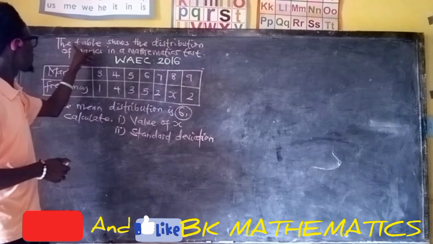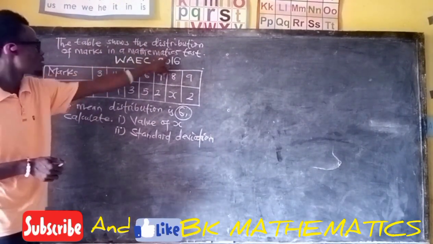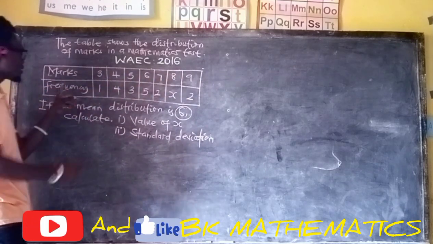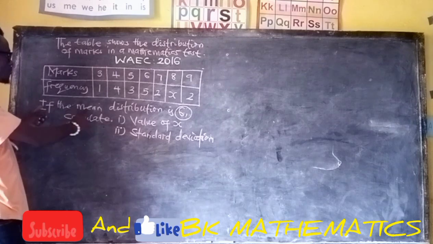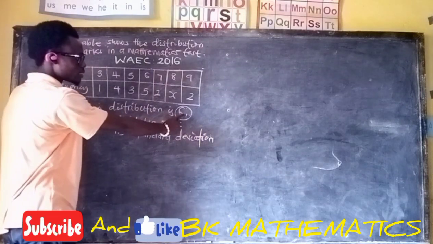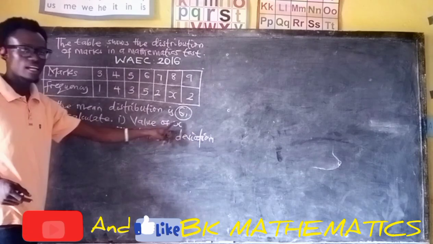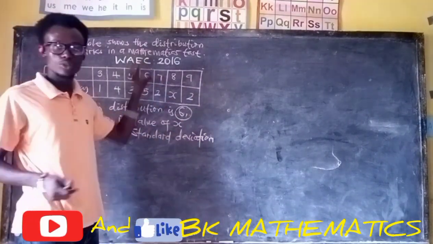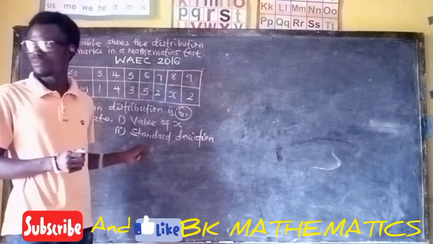It reads: the table shows the distribution of marks in a mathematics test. This is the table. We are given marks from 3 to 9, and this is the frequency that we are given. Then, if the mean of the distribution is 6, calculate one, the value of x, two, the standard deviation of this distribution. The first step is to find the value of x and the standard deviation.